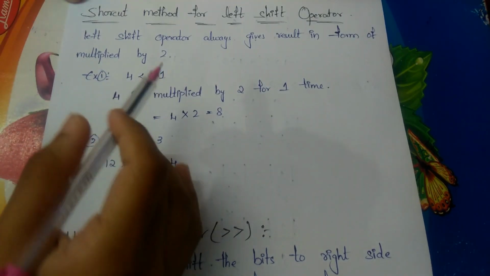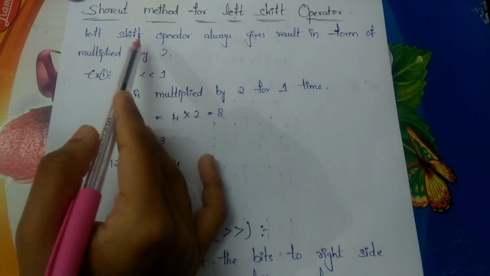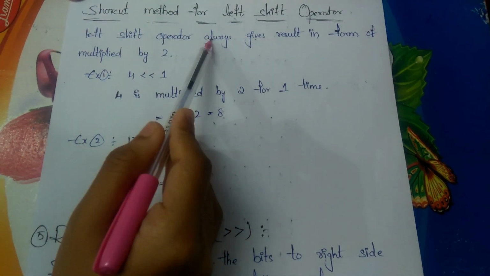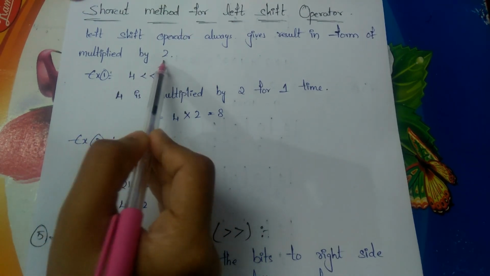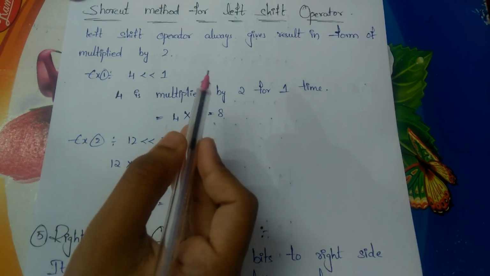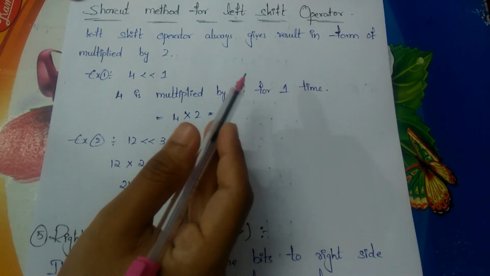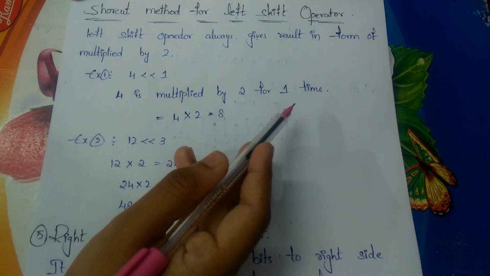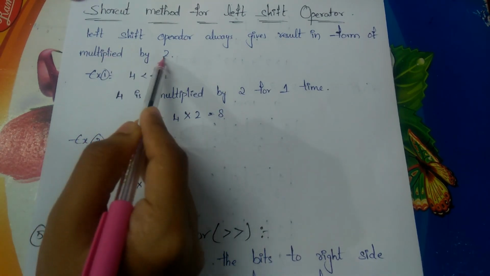Let's see the shortcut method for the left shift operator. The left shift operator always gives the result in the form of multiplied by 2. Like 2 ones are 2, 2 twos are 4, 2 threes are 6, so 2, 4, 6, 8, 10, 12. It will always be multiplied by 2.